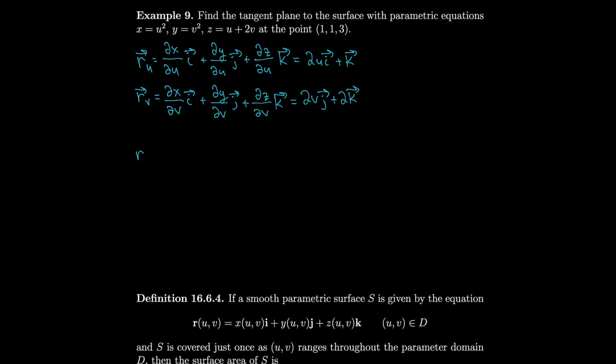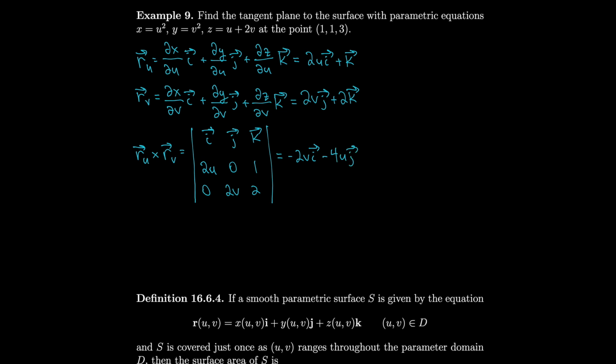So now we need the cross product to find our normal vector. So our cross product ru cross rv is equal to, let's see, we got i, j, and k for our cross product. And then for ru, we've got 2u and 0j, and then 1k, and then we've got 0i for rv, and then 2v, and then 2 for k. So that means that our vector becomes minus 2v i minus 4u j plus 4uv k when we take our cross product.